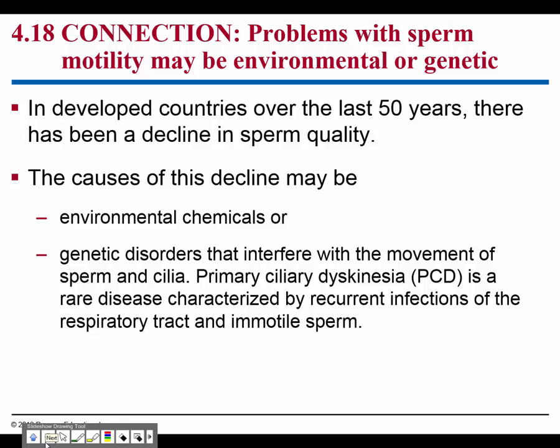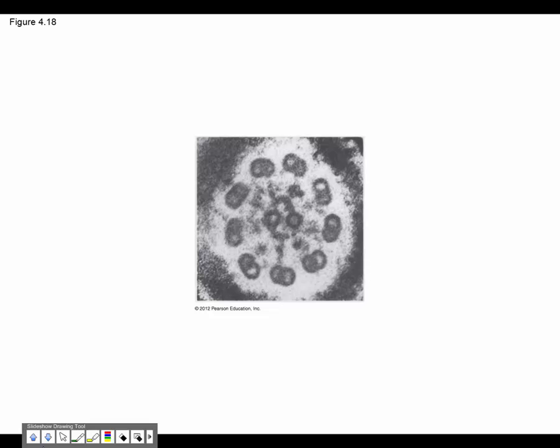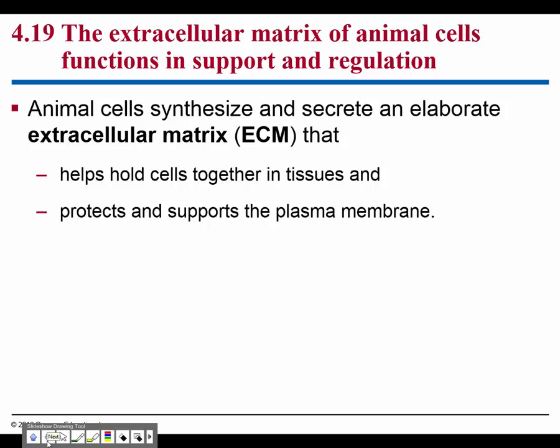And primary ciliary dyskinesia, struggling to spit that out, is a rare disease, and it's characterized by recurrent infections of the respiratory tract and immotile sperm. It just means the flagella or cilia can't move or function properly. So there's your 9+2 pattern again.